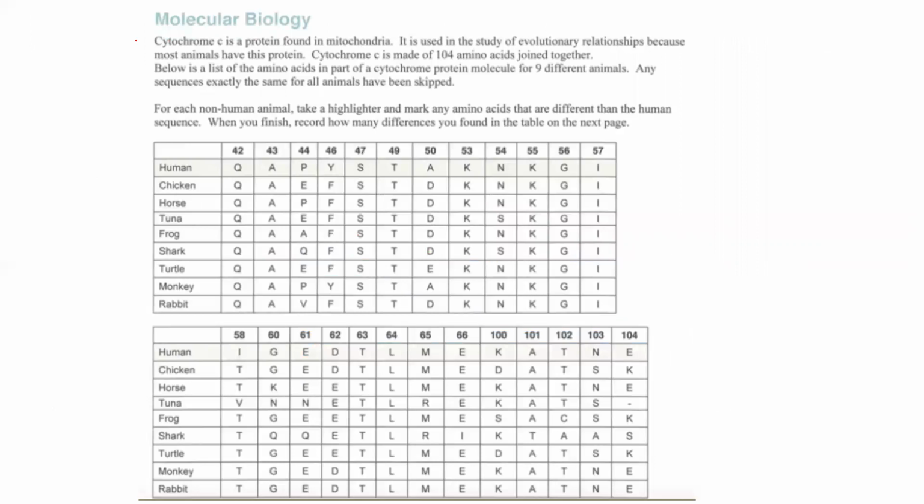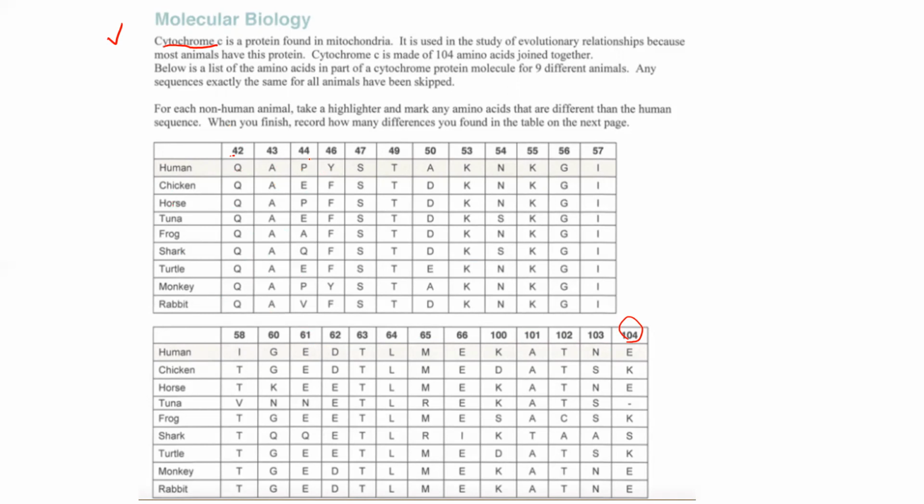Okay, so you've got a little workbook thing here. We're going to look at cytochrome C. You can get out your workbook. Okay, so humans, this is just a sequence from amino acids 42 to 104, with not all of them there. So Q, A, P, and these just represent amino acids. Notice that we share them all with chickens, horses.